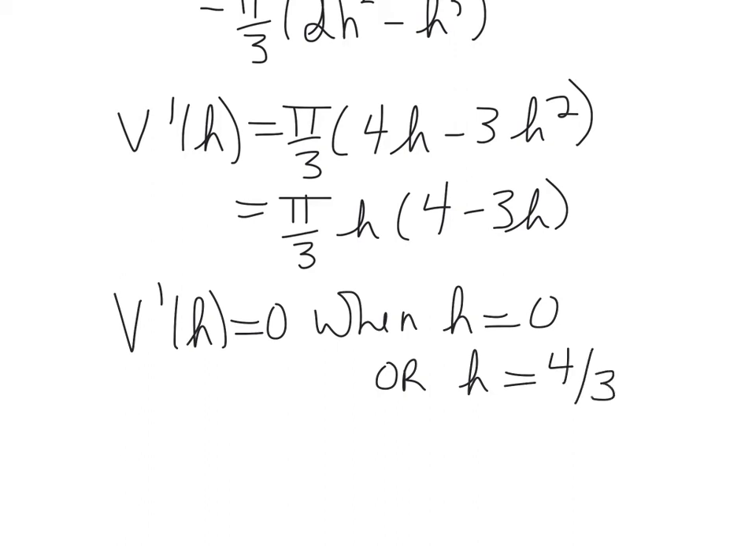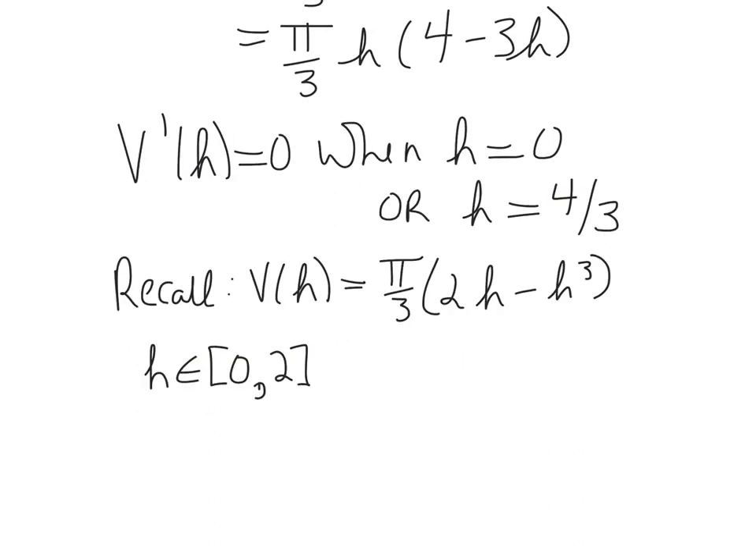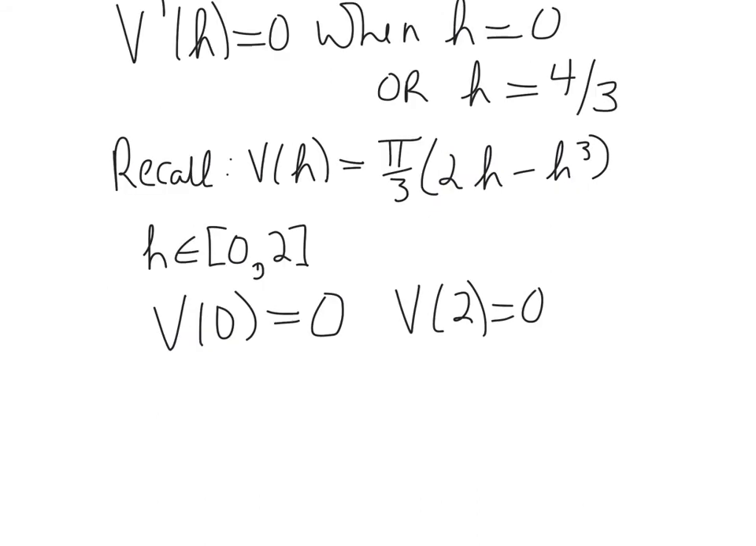And now I'm going to use the closed interval method to show that h equals 4/3 gives us a maximum for the function v of h. So recall that v of h is equal to pi over 3 times 2h squared minus h cubed, and h is in the closed interval 0, 2. So v of 0 is equal to 0, and v of 2 is equal to 0.